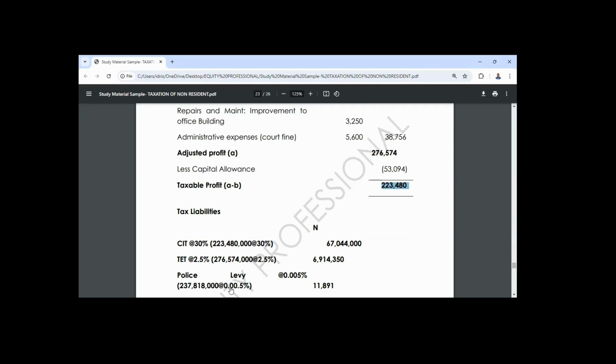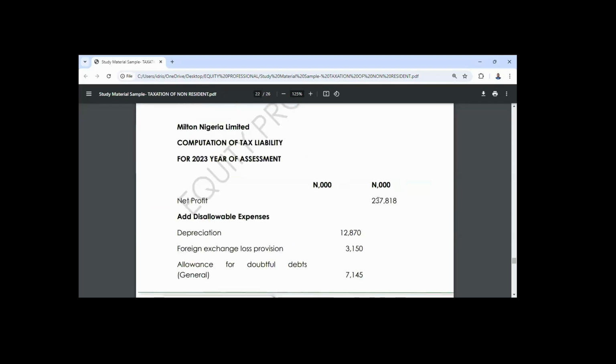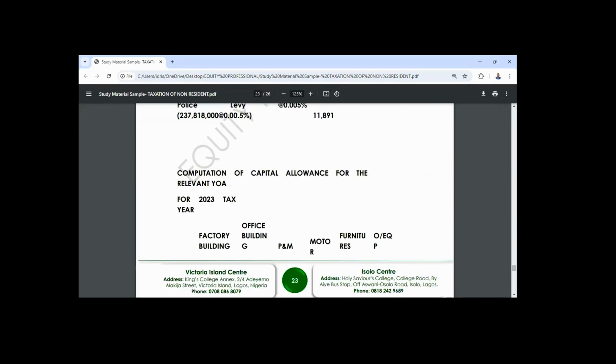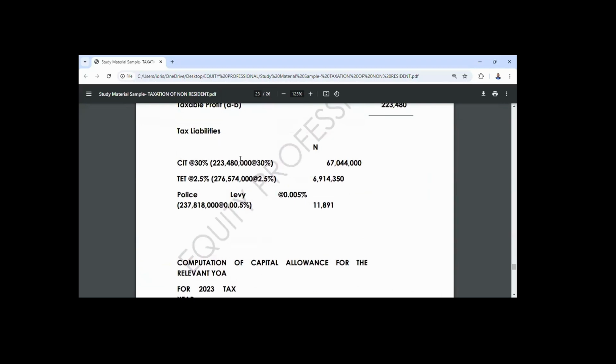You can now compute your police development levy. Police development levy is based on your net profit. If you look at the net profit, it is 237,818. So it's based on your net profit, 0.005% of your net profit. So that is how we get the tax liability for this company.